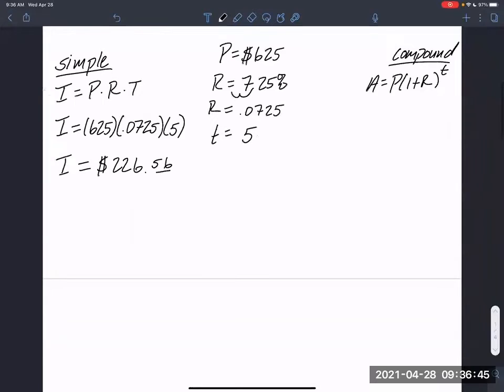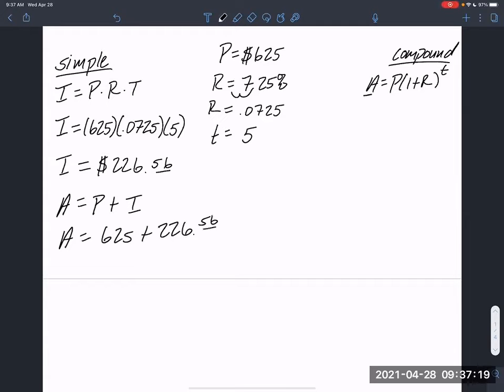You still have to add the principal. So you notice our compound interest formula has an A right here. The amount is already built into the formula. But for simple interest, I keep it separate, primarily because I don't want to make it harder than it is. So amount equals the principal that you started with plus the interest that you just got. Our principal was $625 plus our interest $226.56, and we just add it up.